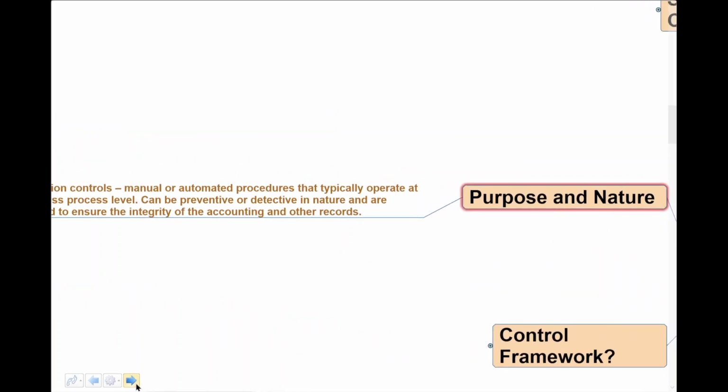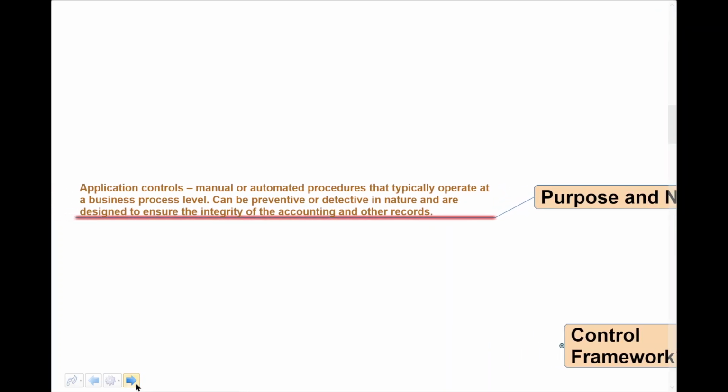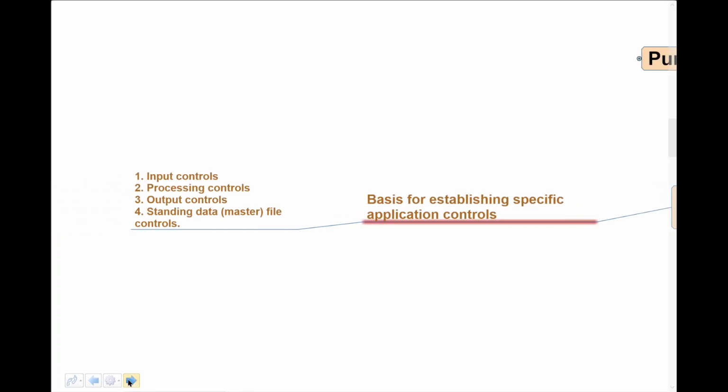Now, the difference between general and indeed application, more detailed. We're talking about manual or automated procedures at the process level. Could be preventative or indeed detective in nature. And really, we're talking about protecting the integrity of that processing side. In terms of the control framework here, a number of things can be done, obviously on the data input side, processing side, access, etc., checking output, and indeed the standing data, key stored data.